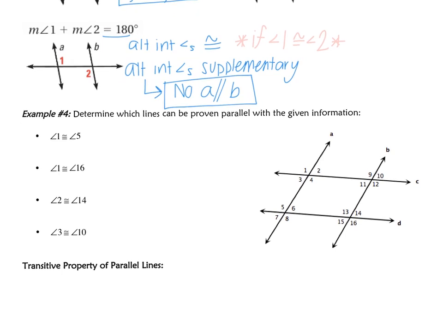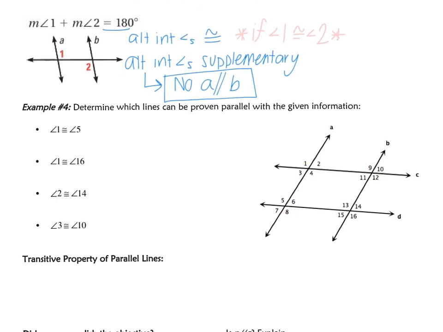So, determine which lines can be proven parallel with the given information, for example 4. Okay, let's look at this closely. For the first one, you're given angle 1 is congruent to angle 5. Let's identify what type of angles I have. They're both above and to the left, so these will be corresponding angles. They are congruent. If I look back at the top of my page, corresponding angles congruent, then yes, indeed, my two lines will be parallel.